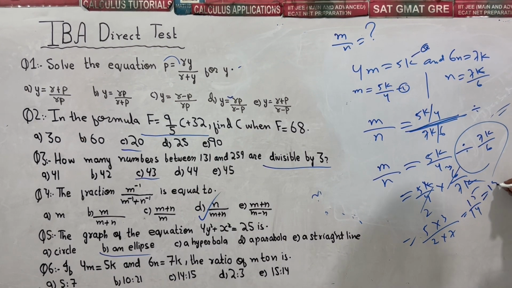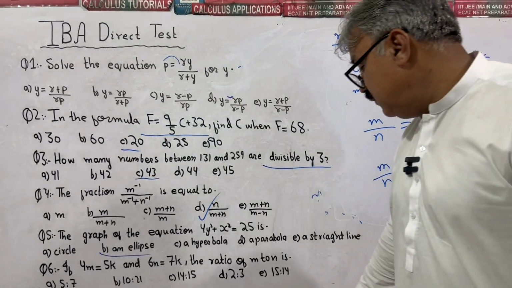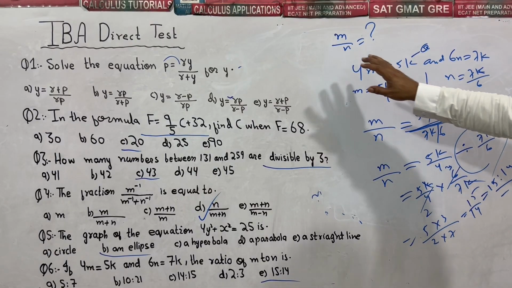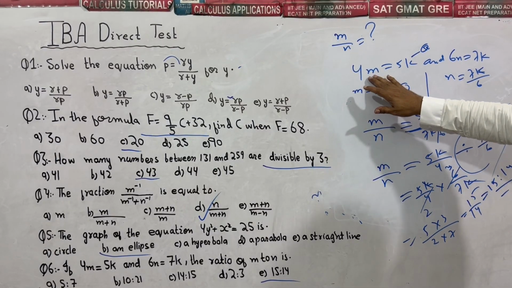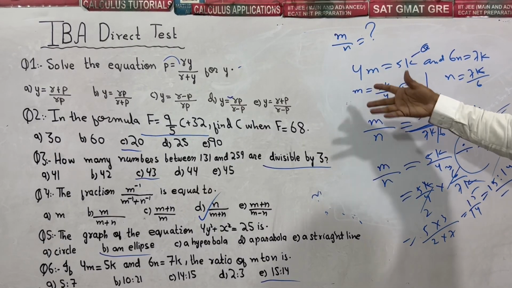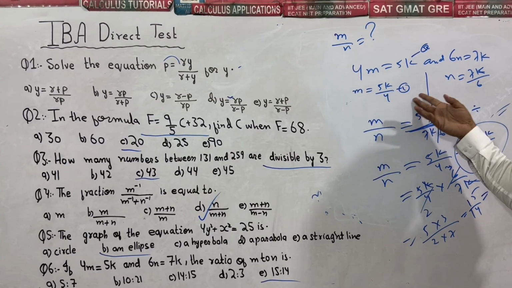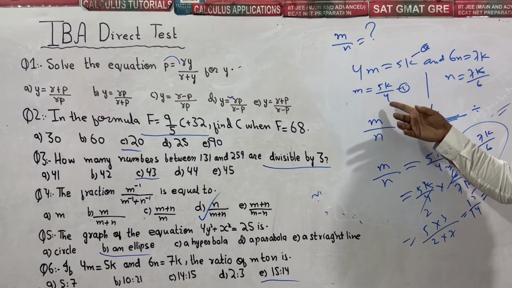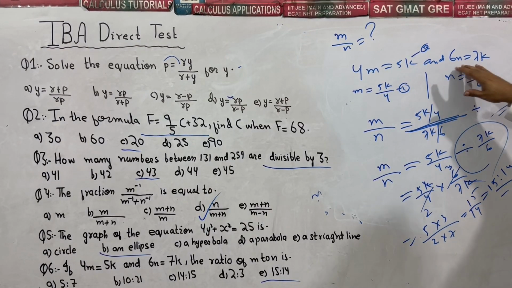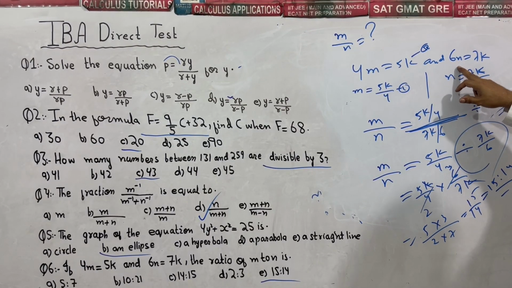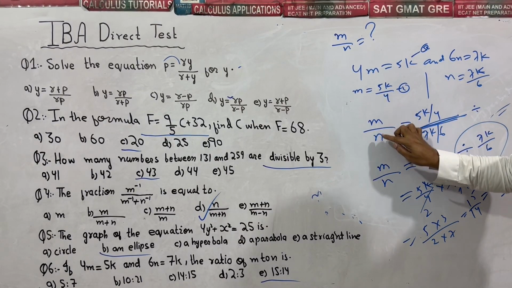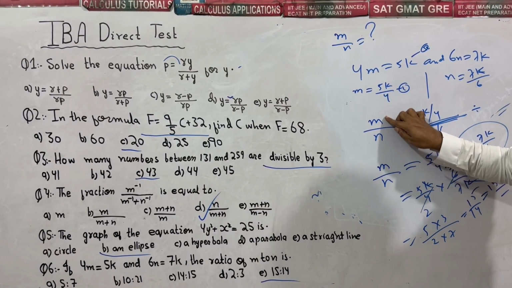This can be written as 15 ratio 14. So that's our answer, m ratio n. We are asked to find m ratio n. We have given 4 times m is equal to 5k. Solve for m: shift 4 from multiplication to division, m is equal to 5k over 4, while 6n is equal to 7k, so n is equal to 7k over 6.